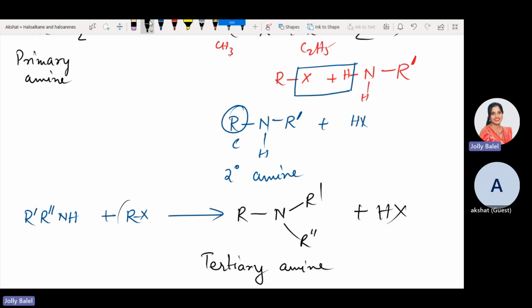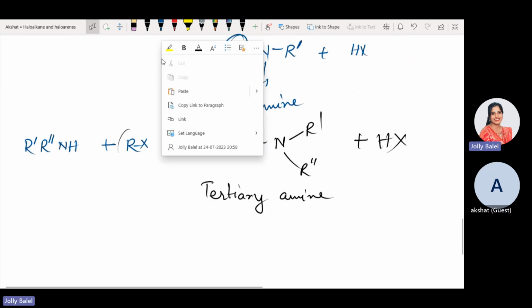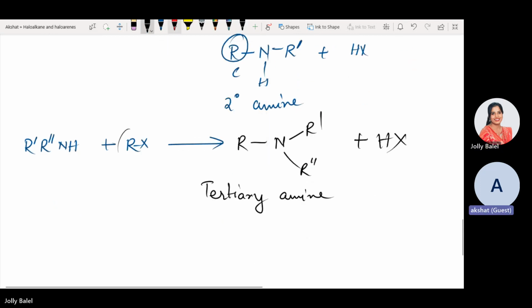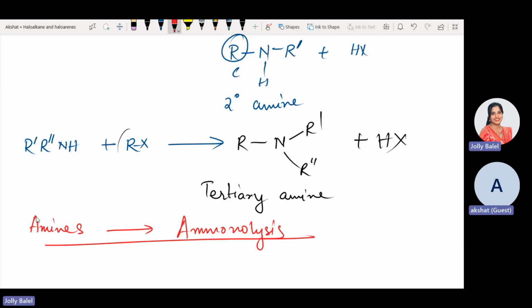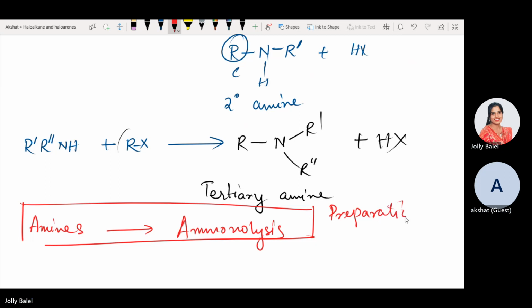These three reactions which we just read now, you will read again in the chapter amine. In amine, we study this as ammonolysis. Remember this. Amine is the last chapter of organic, where we study this, for preparation of amine.